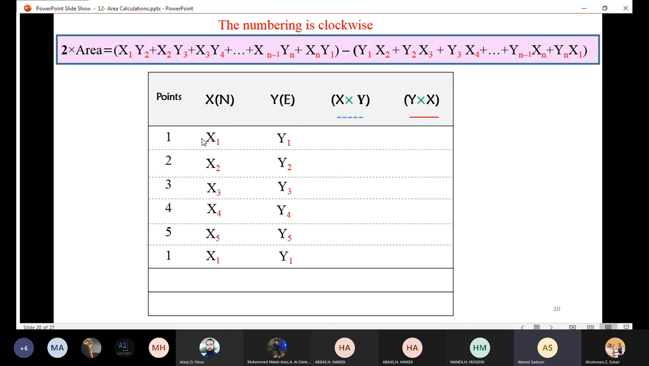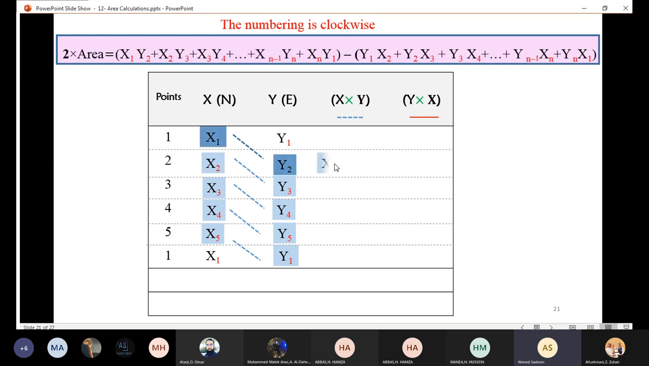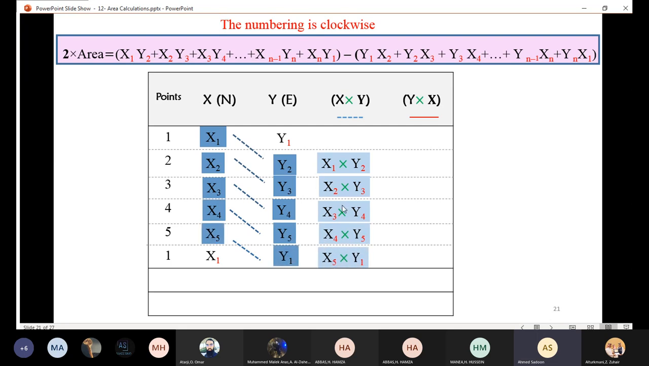Then I'm going to multiply the value of x from the first row with the value of y from the second row. So I'm going to multiply this one times that one, this one times that one, this one times that one, this one times that one, and this one times that one. So x1, y2, I'm going to put here. X2, y3, I'm going to put there. X3, y4, I'm going to put here. I'm going to put this there. I'm going to put this here. So if you look at the formula, you are going to see that x1, y2 is here. X2, y3 is here. X3, y4 is here, and so on.